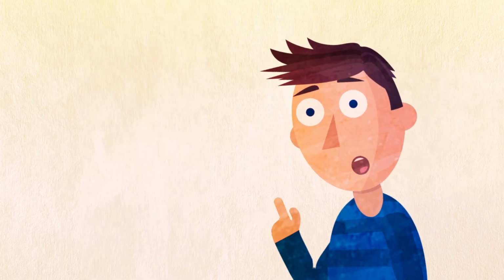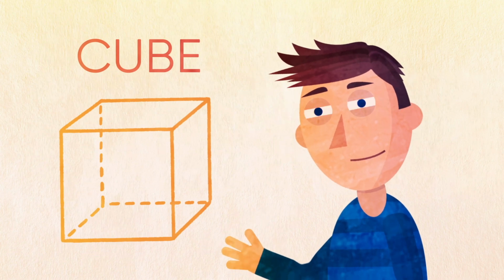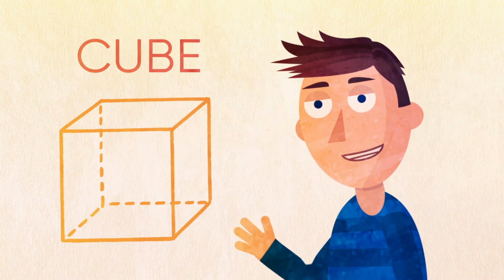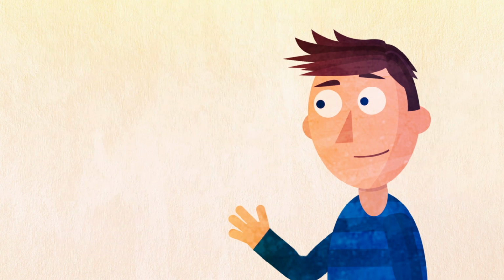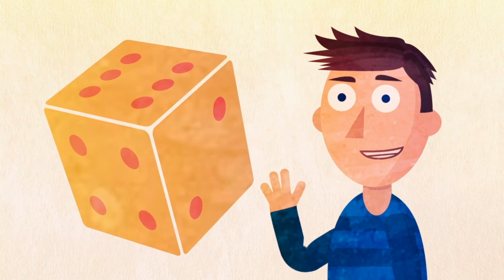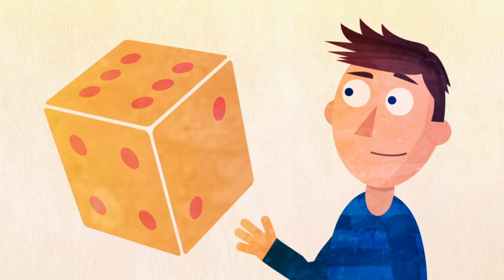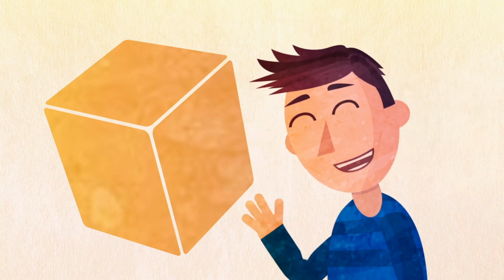Another type of solid is a cube, a solid whose faces are all squares. One example would be a six-sided die. Remove the dots and we have a cube.